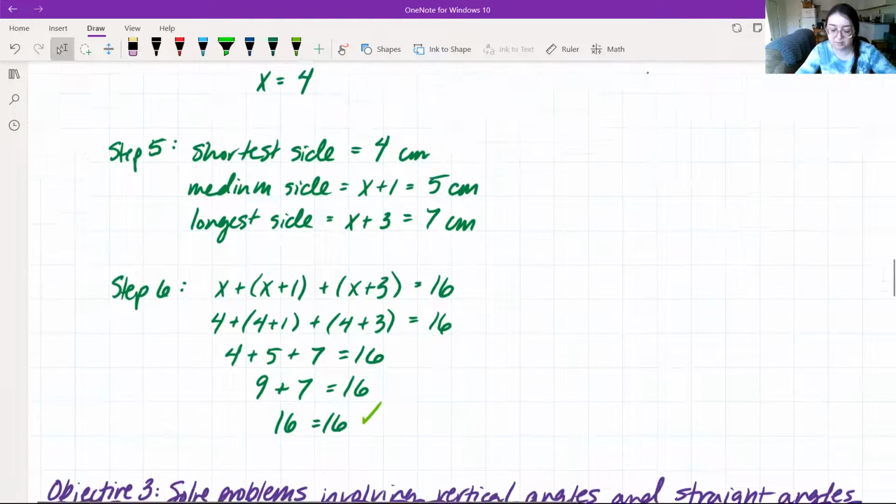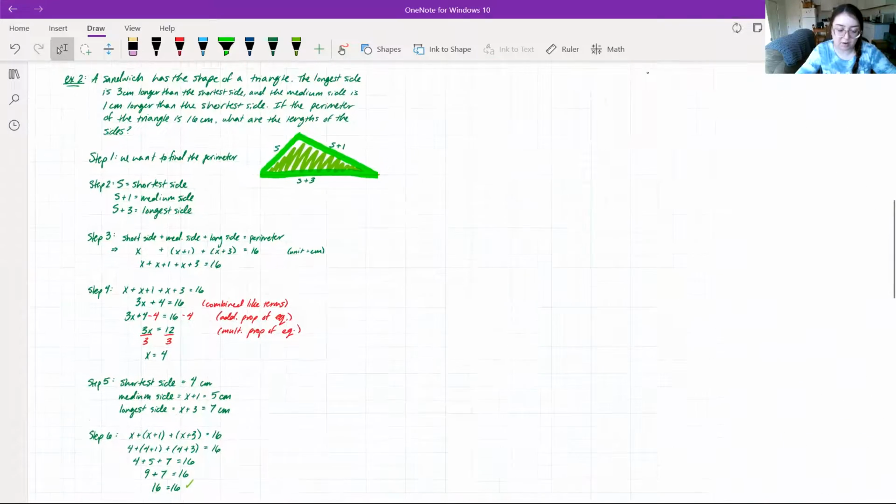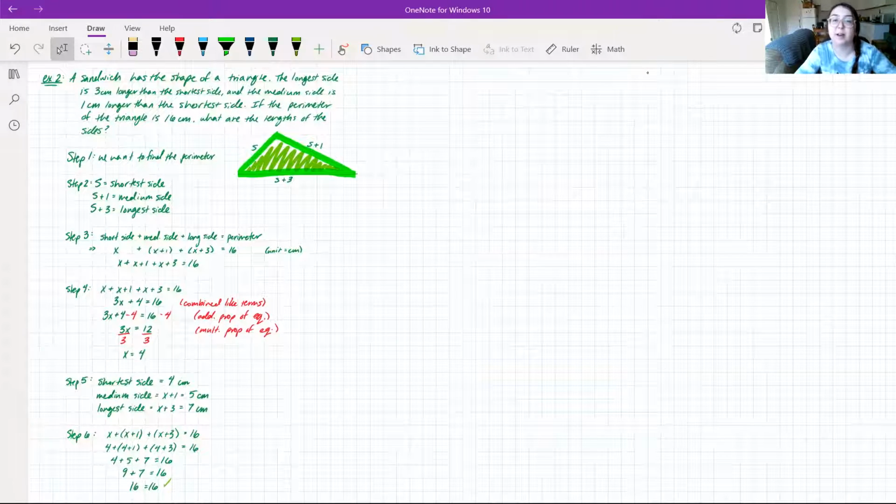So that would be how we would find the perimeter of a shape, specifically a triangle in this case.